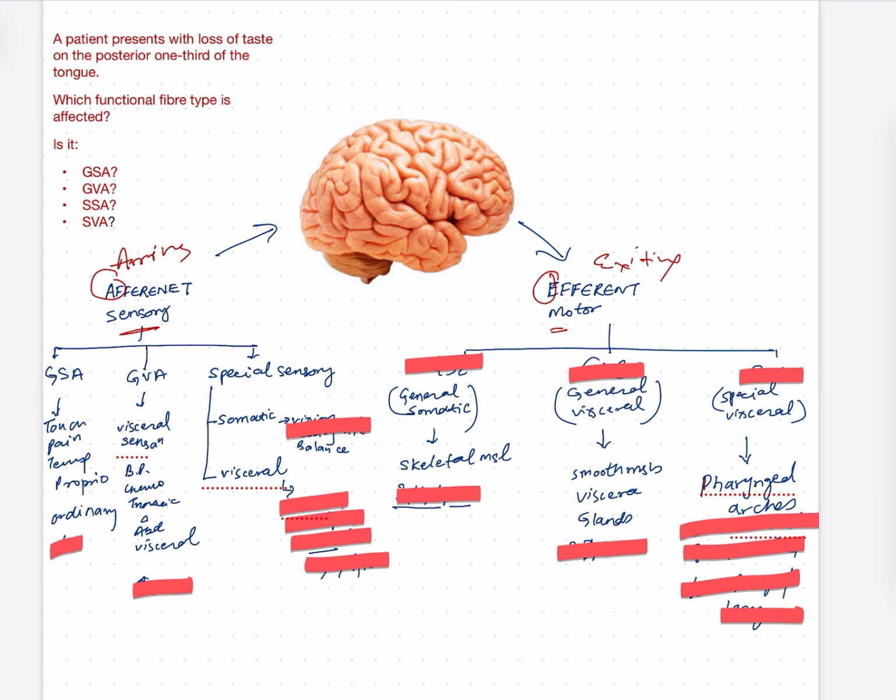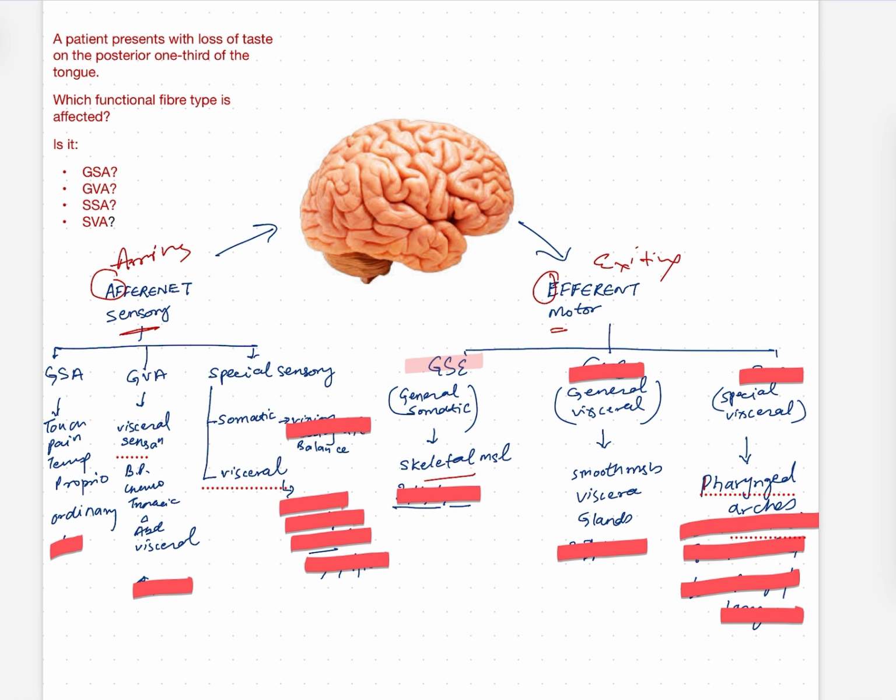First of all, the efferent fibers are divided into general fibers and special fibers. The motor fibers supply the muscles, the viscera, the skeletal muscle, the smooth muscle, and according to that they are divided. The first of them is the general somatic efferent. Somatic is related to the skeletal muscles, which are the voluntary muscles.